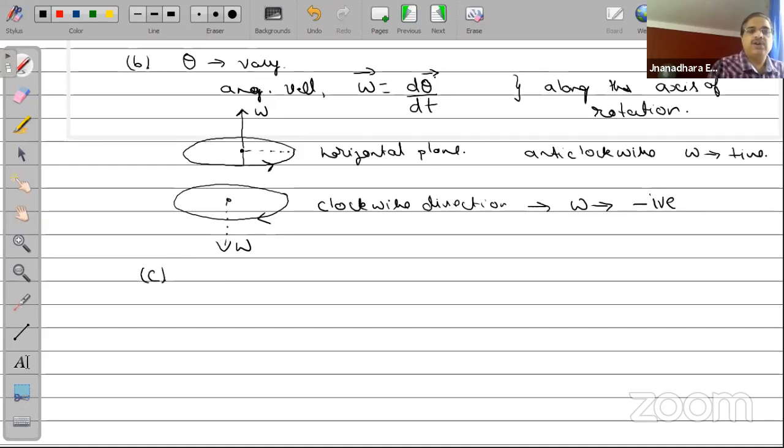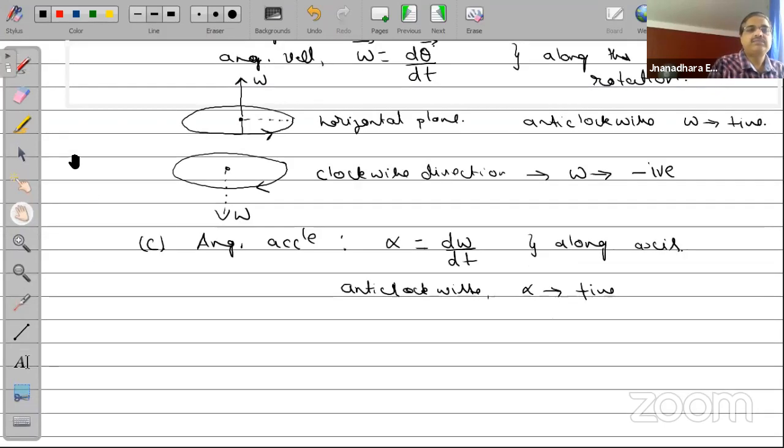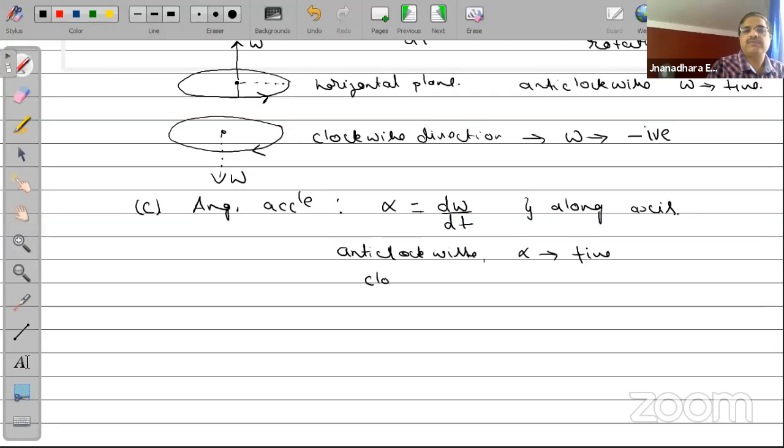The third part is called angular acceleration. Angular acceleration will be defined as alpha equal to d omega by dt. Now this alpha also will be along the axis. We'll consider the same kind of convention here. If the angular acceleration is in the anti-clockwise direction, then alpha is taken to be positive. Clockwise, alpha is taken to be negative.